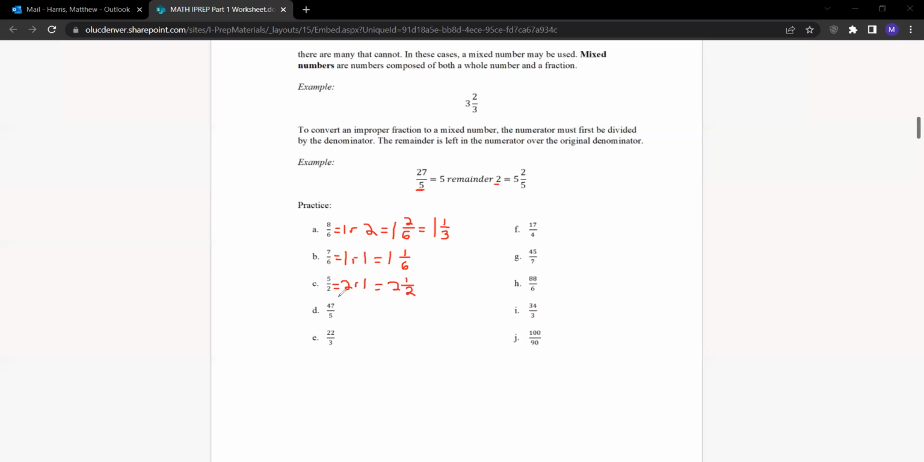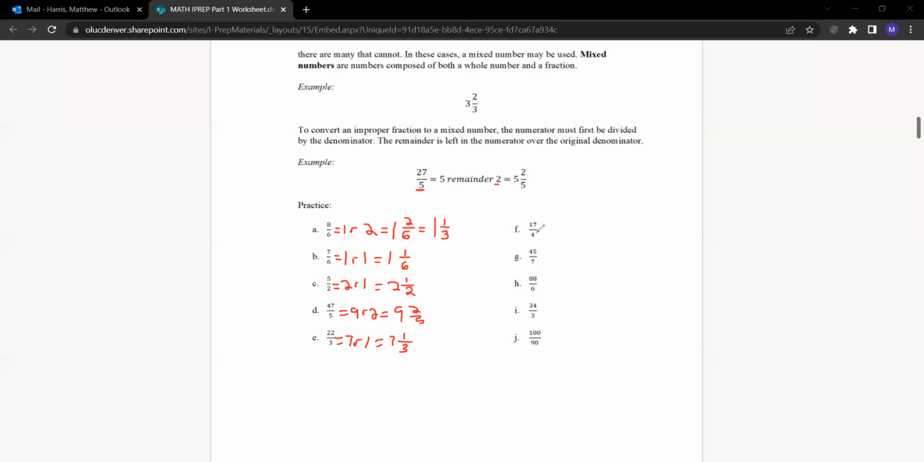How many times does 5 go into 47? We have 9, because 9 times 5 is 45. So you have 9, and how many left over? 2, so 9 R2, 9 and 2/5. All right, we'll go to the next one. 22/3. How many times does 3 go into 22? If you put it in your calculator, you'll see it's 7 point something. So you know right away it's 7 remainder. And how many are left over? 3 times 7 is 21. So just one more equals 7 and 1/3.